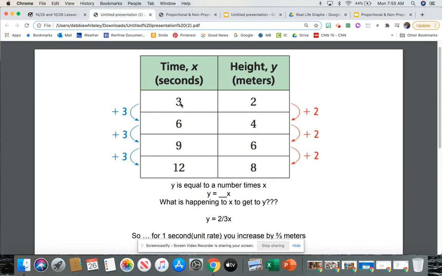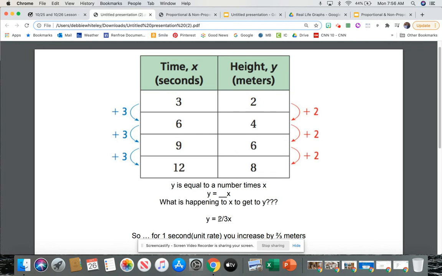So for 1 second, if you had 1 second, that would bring you your unit rate. What could 1 be multiplied by to get to Y? And the answer is 2/3. If you multiply 3 times 2/3, you will get 2. If you multiply 6 times 2/3, you will get 4. If you multiply 9 times 2/3, you will get 6. So 2/3 is your unit rate.